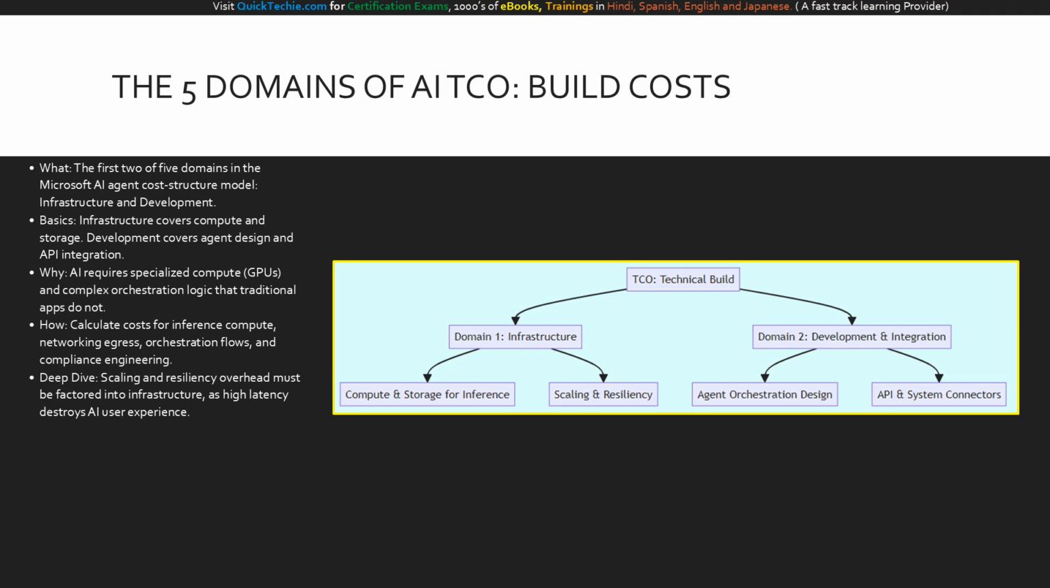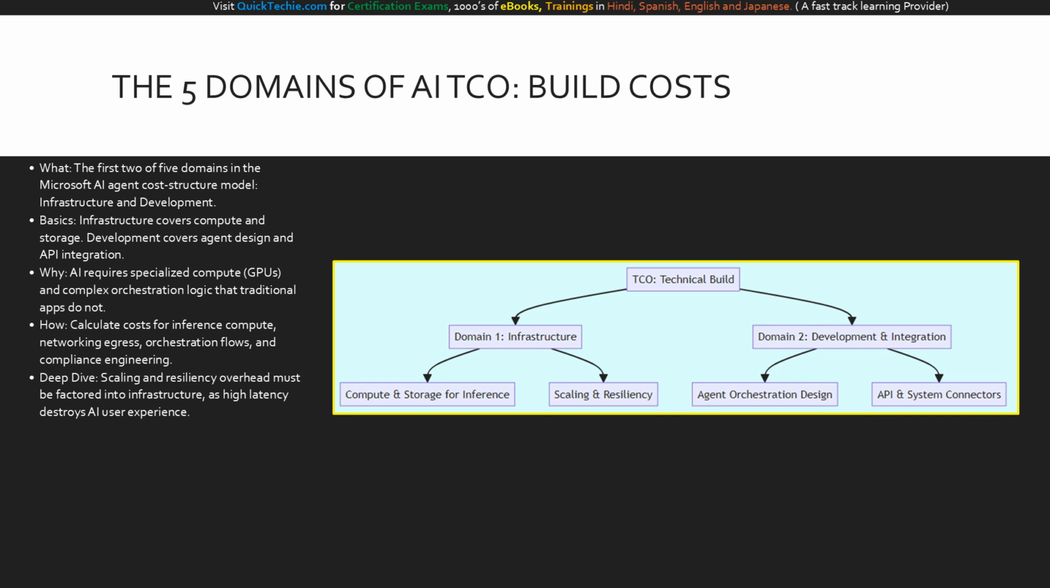To accurately calculate TCO, Microsoft uses a 5-domain cost structure model. On this slide, we will cover the first 2 domains, which focus on the build costs, infrastructure, and development. What do these entail? Infrastructure covers the physical or cloud resources like compute for inference, storage, and networking. Development and integration cover the human effort of designing the agent, building orchestration flows, and connecting APIs.